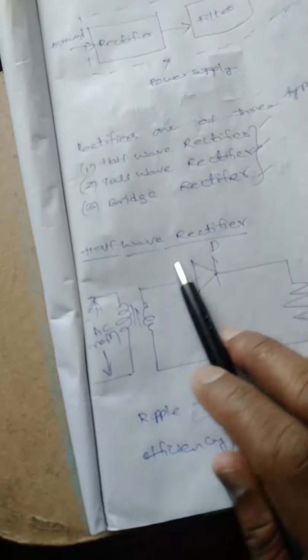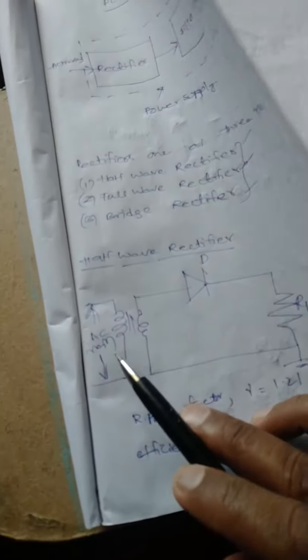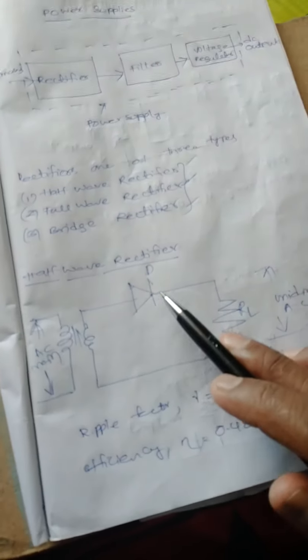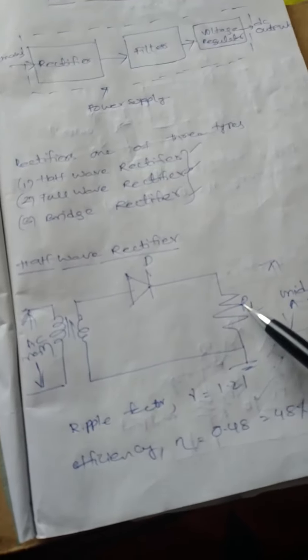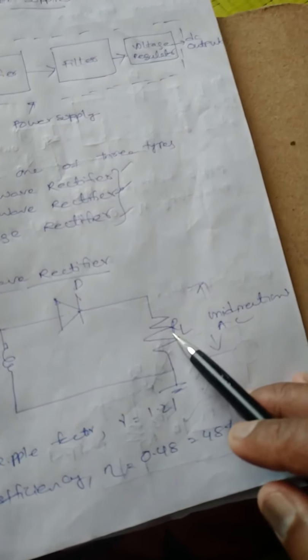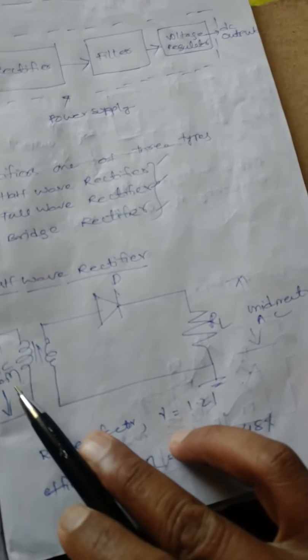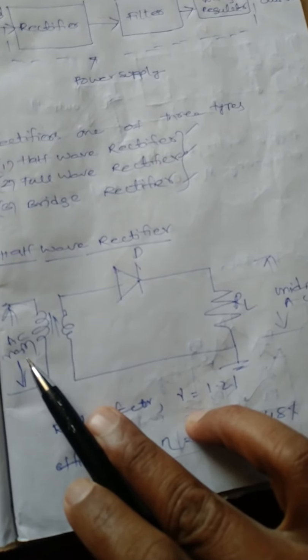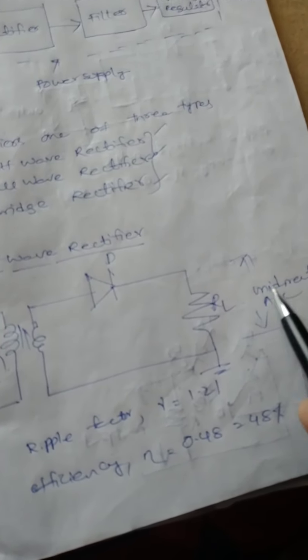This half wave rectifier consists of a transformer, a diode D, and a load resistor RL. The input to this rectifier is AC mains, that is 230 volts, 50 Hz frequency, and the output is unidirectional AC.